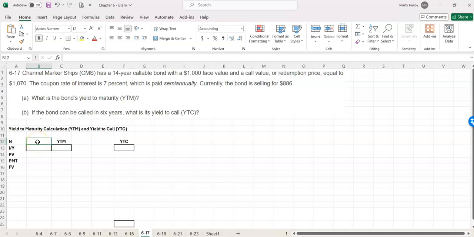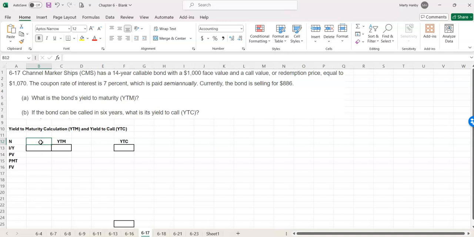So Channel Workership, CMS has a 14-year callable bond with a $1,000 face value and a call value or redemption price equal to $1,070. The coupon rate of interest is 7%, which is paid semi-annually. Currently, the bond is selling for $886. What is the yield to maturity on the bond? Since the bond is selling for less than par, the yield to maturity is going to be greater than 7%.